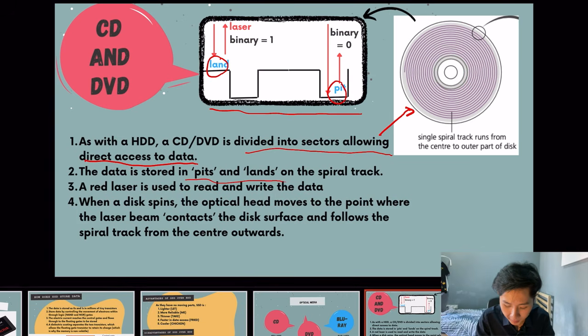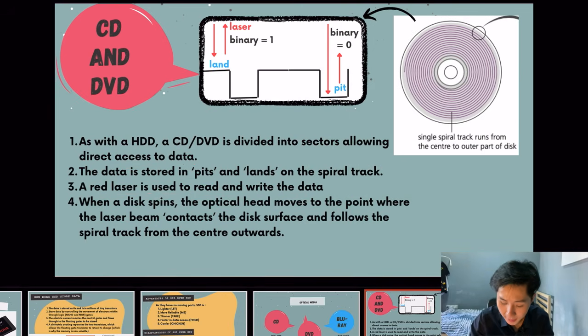And the data is stored in what they call the pits and lands. A red laser is used to read and write the data. How they read and write the data is very interesting. The laser beam, like this red arrow here, will be emitted. And if it reaches a pit, it will take a longer time to be reflected back to the emitter. So this tells the computer that this is a zero in binary.